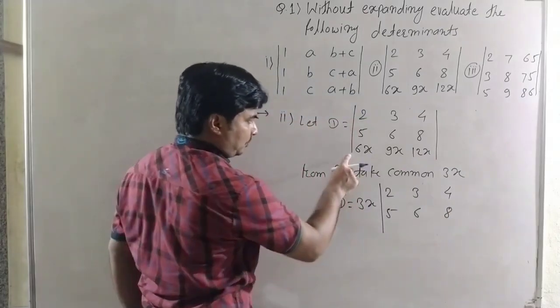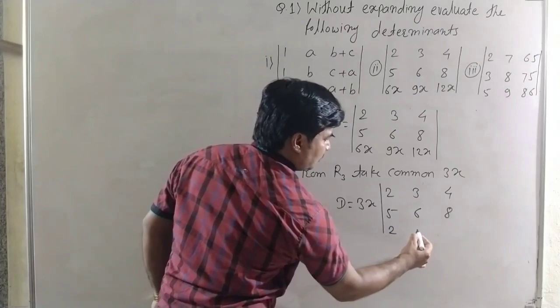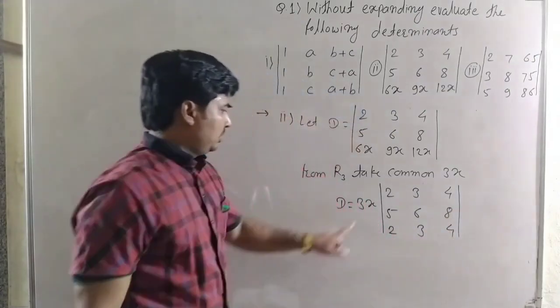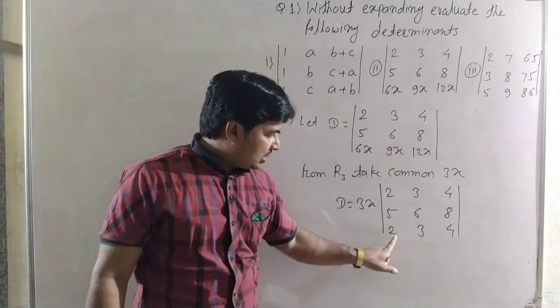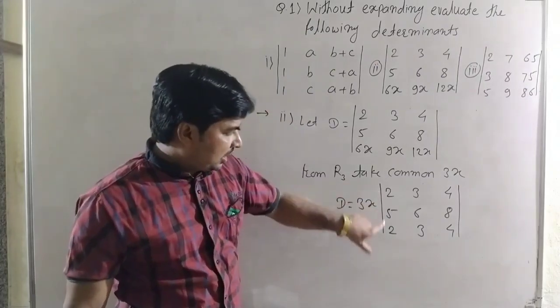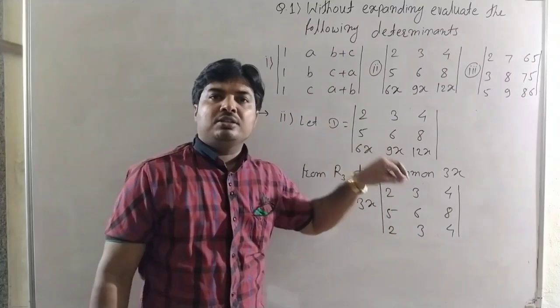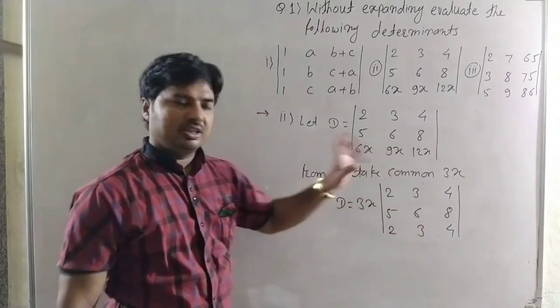When we take common 3x from row 3, here we get 2, 3 and 4. See carefully. We take common 3x from row 3, then we get 2, 3 and 4. And here we observe that row 1 and row 3 are the same. Therefore the value of the determinant is again 0, and 0 into 3x is again 0.